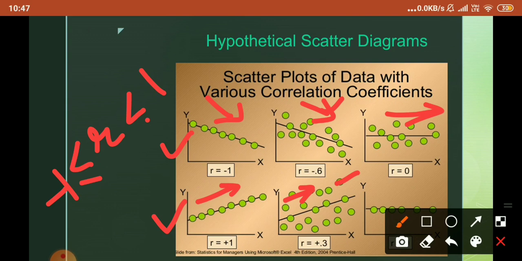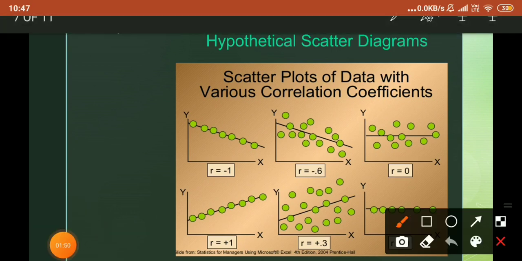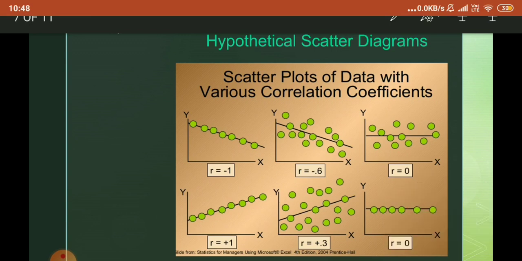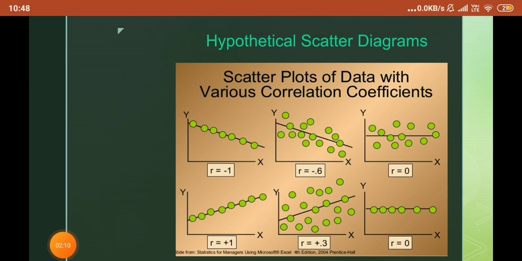Weak means the value of r can be 0.3, 0.2; you can say it is among these values. Now in the last case, you can see a point lying on a line that is neither going upward nor downward. It is a straight, horizontal line, so it is also a case of zero correlation.